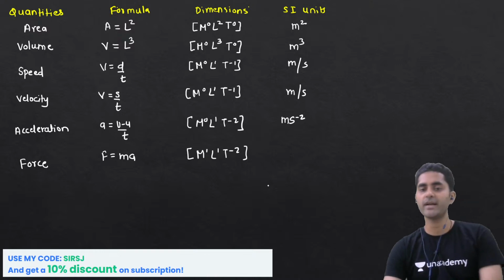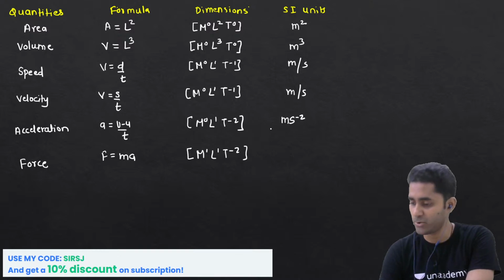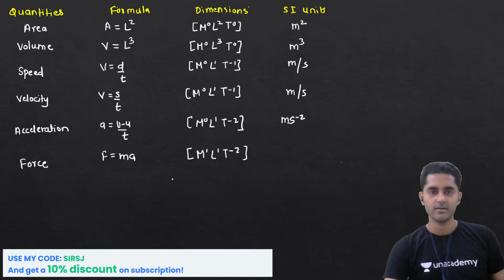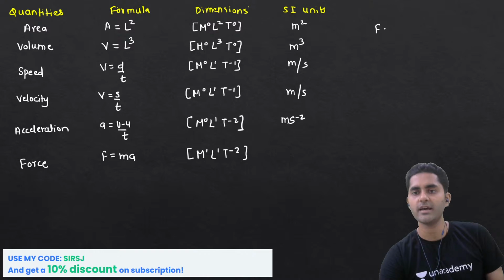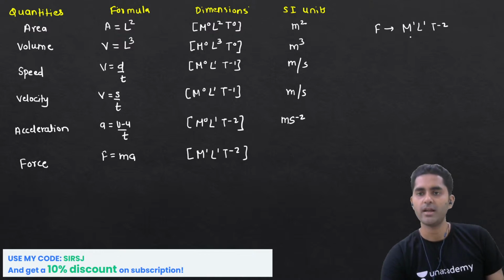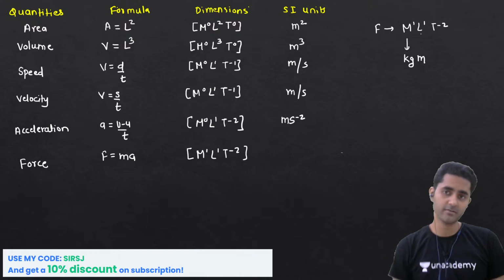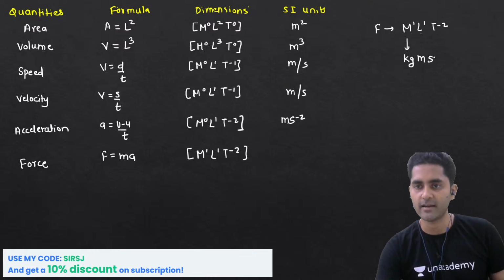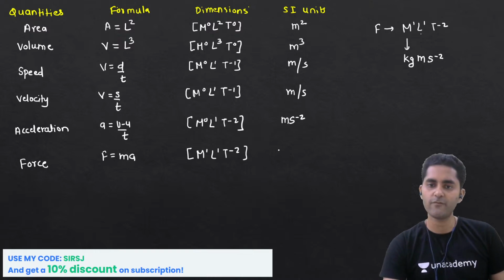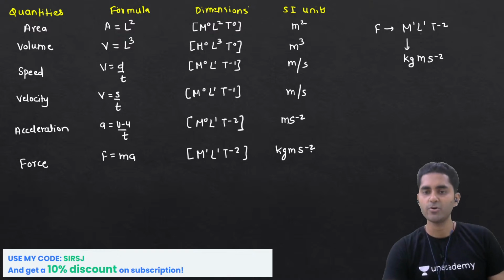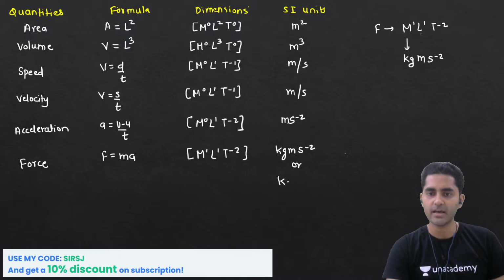Now let's try to get the SI unit using these dimensions. See, the force is M1 L1 T minus 2. M is mass and the SI unit for mass is kg, kg power 1. Length means meter, SI unit is meter, and for time it is second. So you can write SI unit of force to be kg meter second power minus 2, and you know this can be written as kg meter per second square.